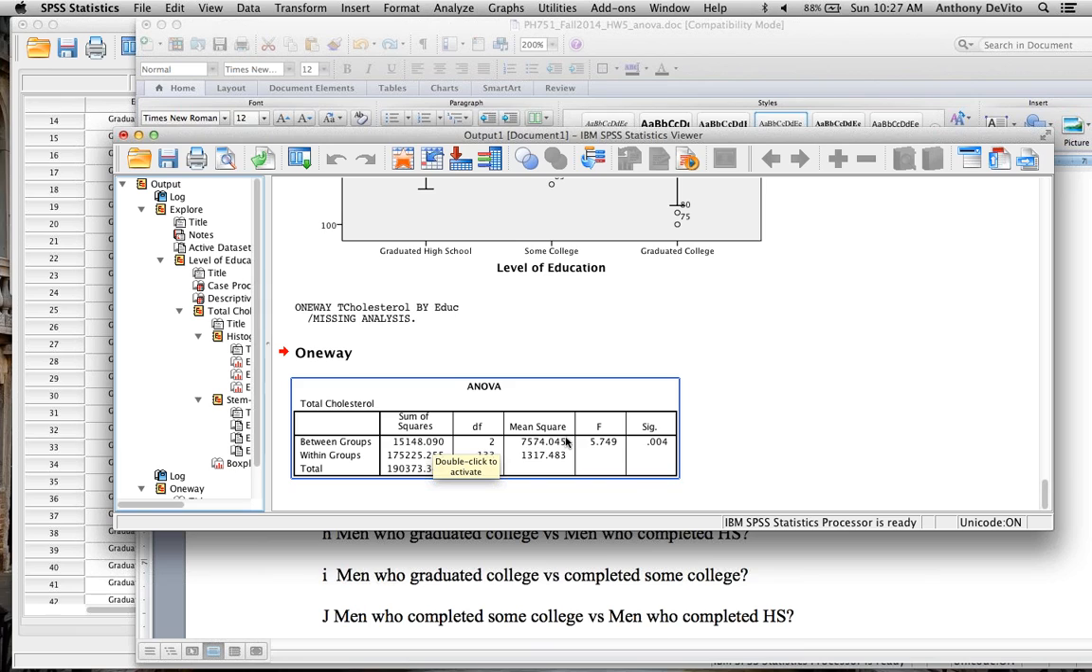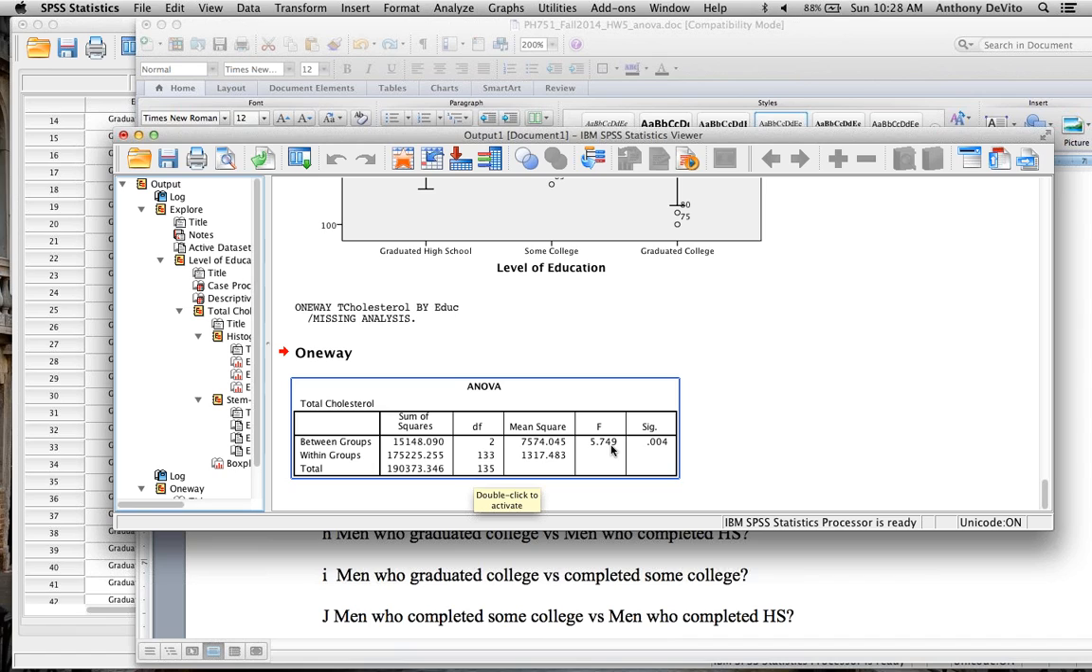We get the mean sum of squares between the groups, and we do the same process for within the groups. We get the mean sum of squares within the groups, and that's the total number of individuals within all of the groups minus the number of groups, 136 minus 3. Divide that into 175,000, and we get the mean sum of squares. And our F statistic, our analysis of variance statistic, is the mean sum of squares between the groups divided by the mean sum of squares within the groups, which is 5.749.